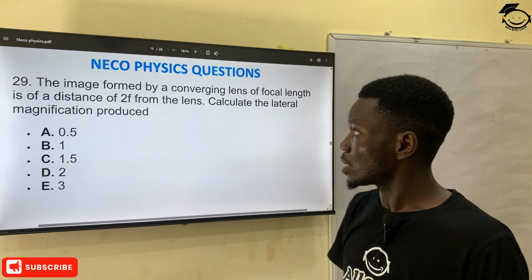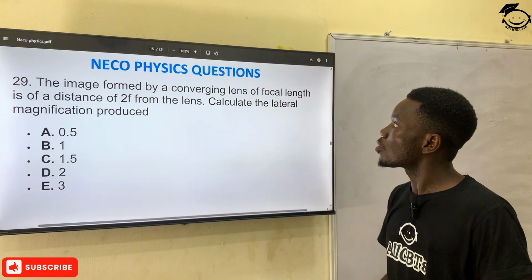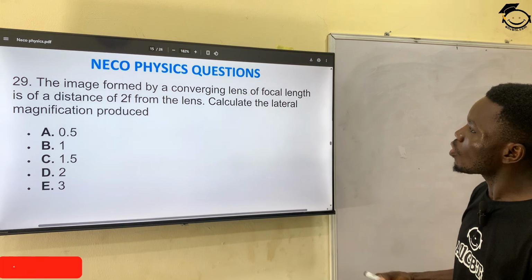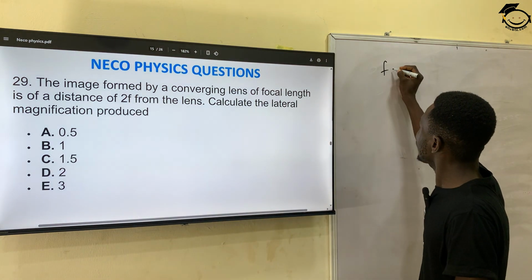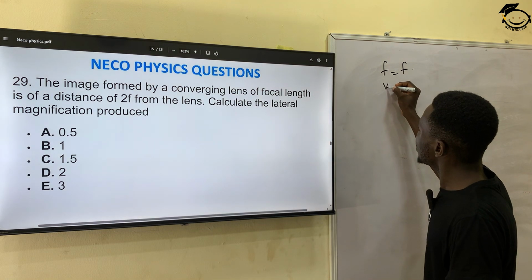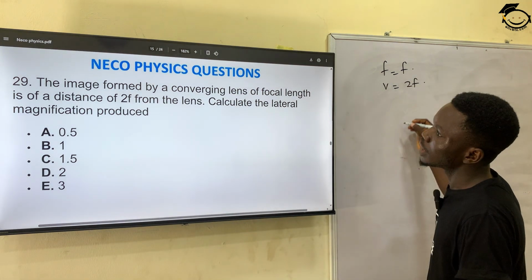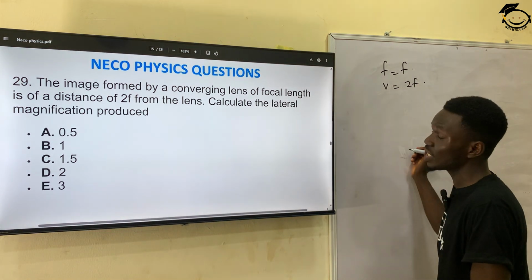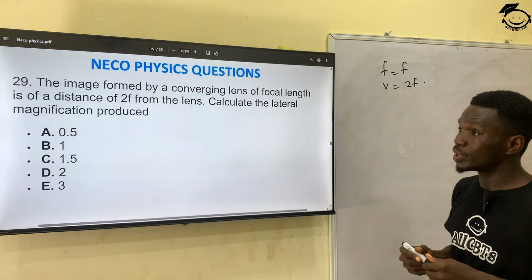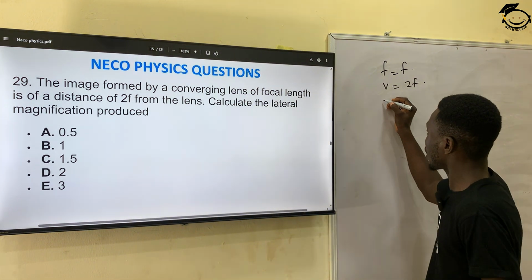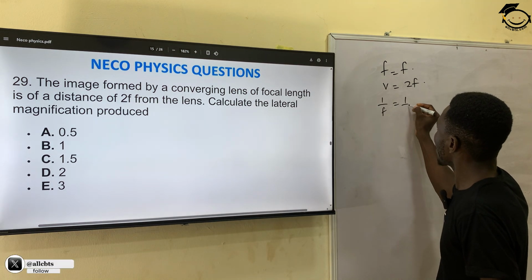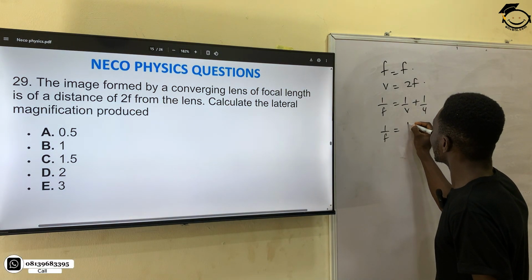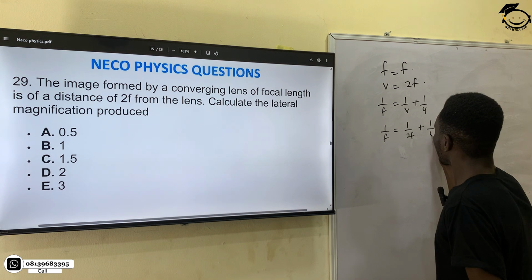So question number 28 says that the image formed by a converging lens of focal length f is at a distance of 2f from the lens. They've given us our focal length as f, and the image distance as 2f, and say calculate the lateral magnification produced. For us to find the magnification, we have to find the object distance. For that, we use our mirror formula that says 1/f is equal to 1/v plus 1/u. So this will give me 1/f is equal to 1/2f plus 1/u.